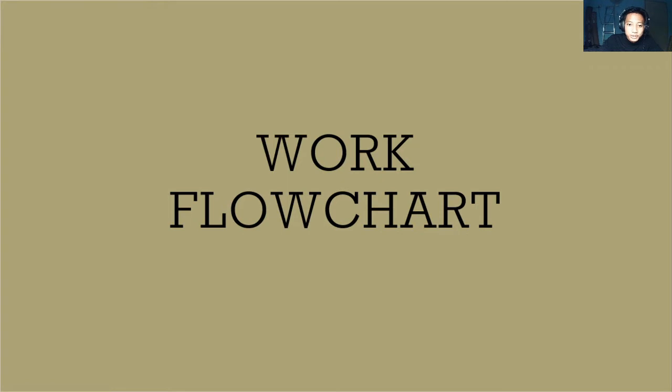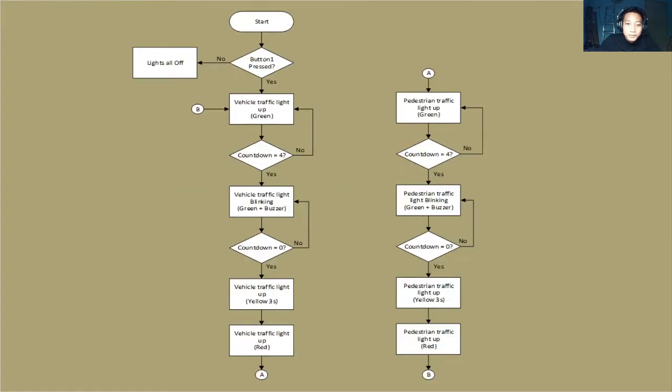Next, we go to the flowchart. For the flowchart, I want to explain a little bit. Firstly, when the button is pressed, let's say the button is like the sensor. If the pedestrian wants to cross, then the vehicle traffic light will first turn green, which means the car will go first, and then it will count down. When the countdown turns to 4, the green LED and the buzzer will blink. This is the warning that the countdown will end.